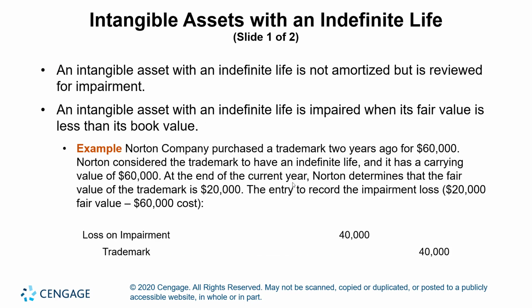An intangible asset with an indefinite life is not amortized, but reviewed for impairment. An intangible with an indefinite life is impaired when its fair value is less than book value. Norton Company bought a trademark 2 years ago for $60,000. Norton considers the trademark to have an indefinite life and carries it at a value of $60,000. At the end of the current year, they determine the fair value of the trademark is $20,000. They record a $40,000 impairment loss. So debit impairment loss and credit the trademark.